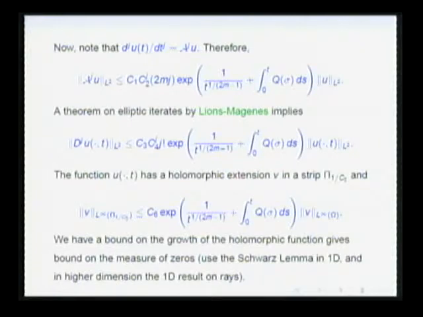and this tells you the growth information. And you know from 1D complex analysis that if you have information on the growth of the holomorphic function, you know how many zeros at most it can have. So use the Schwarz lemma in 1D. And you get the correct number of zeros. I'll not go through that part, but it's elementary.